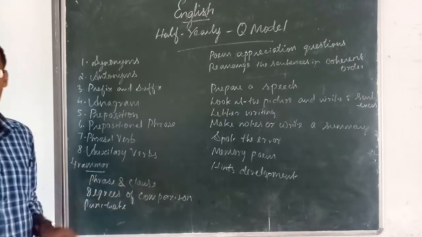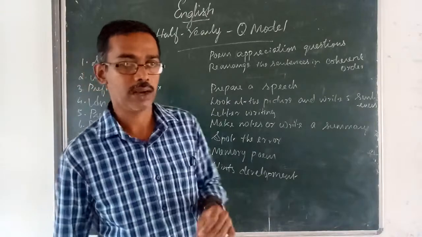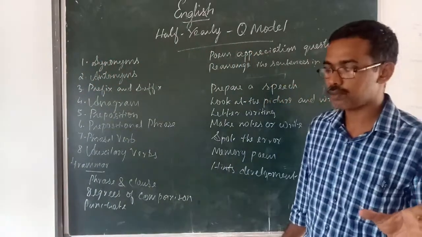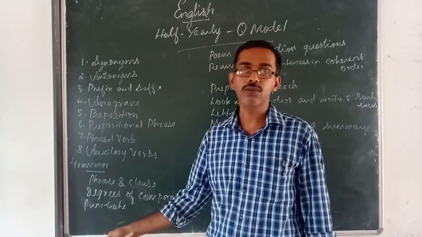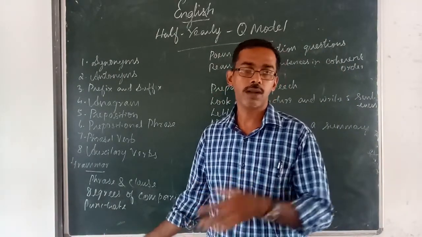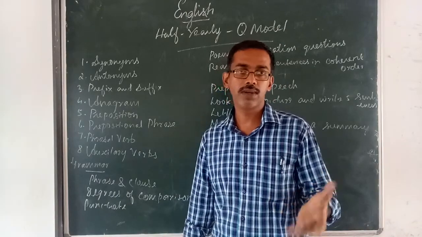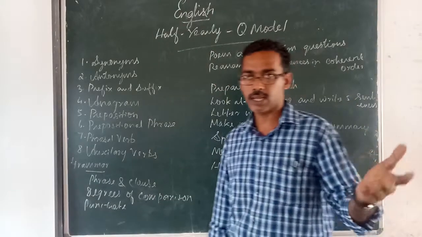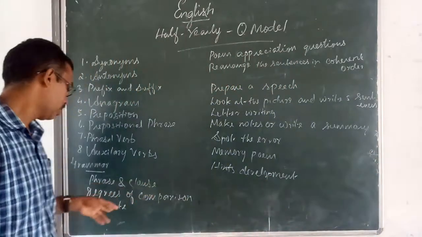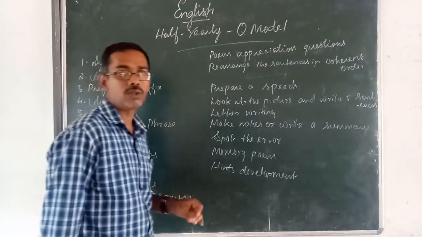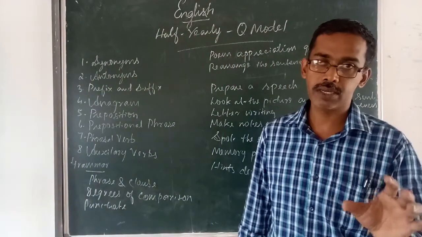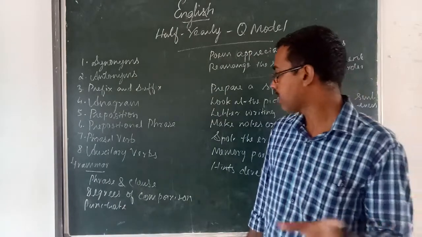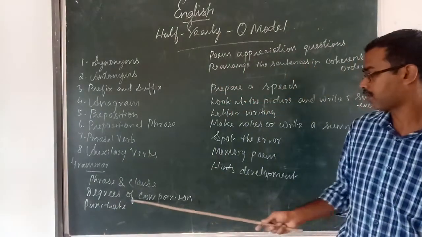Next one, degrees of comparison. One sentence will be given, for example, he is the tallest boy in the class. Change it to the positive degree, or a positive degree will be given and you will be asked to convert to the superlative degree or comparative degree. In that way, the questions can be asked. Go through degrees of comparison, each and every type. We have seen 3 types. Go through the 3 types thoroughly and get prepared to attend the degrees of comparison question.